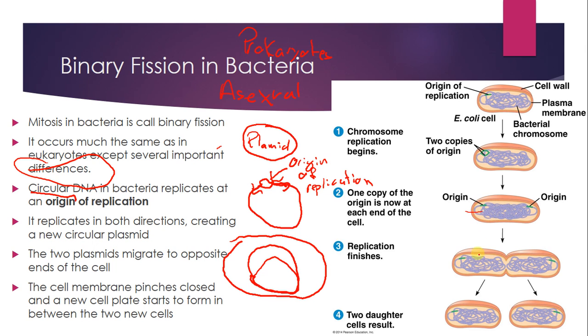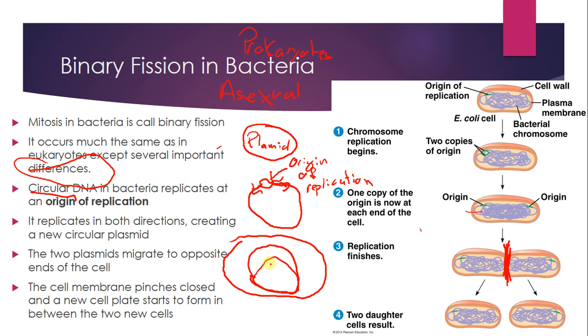And the plasmids start migrating to the opposite side of the cell, just kind of like anaphase in mitosis. And the cell membrane starts to pinch off, like in telophase. But you remember that bacteria have cell walls. So a new cell wall is going to start to form right in between here, what we call a cell plate. And that is actually going to materialize and cut the cells into two, the two bacterial cells. Basically, all that binary fission is.